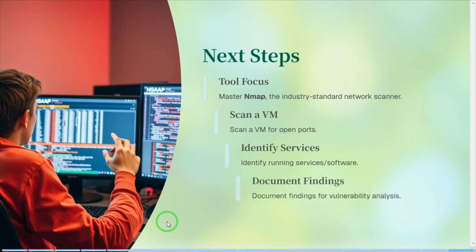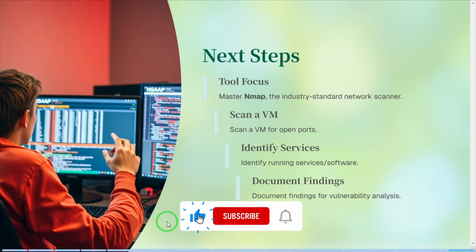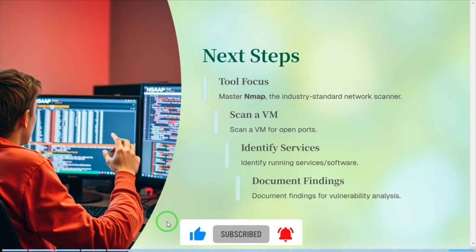So what next? These are the tools we're going to focus on. We're going to master Nmap, which is the industry standard network scanner. We're going to scan vulnerable machines. I'm going to be scanning them for open ports, outdated software, and services that are running on them. So we're going to be identifying services that are running, such as software and their versions. Then at the end, we're going to document our findings for vulnerability analysis.